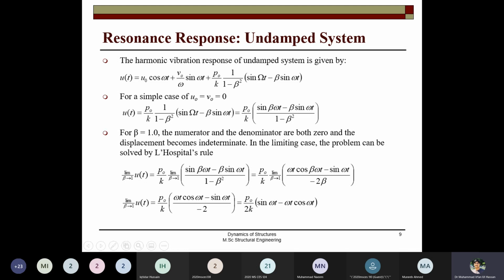So you can see the general response of the harmonic system, how it is represented. It is represented by this. Now, how do we evaluate the response at resonance? For a simple case, let's say U naught and V naught are 0. We want to get the response of a system with initial conditions equal to 0. So then this is left, and further simplifying it, you can write it like that.